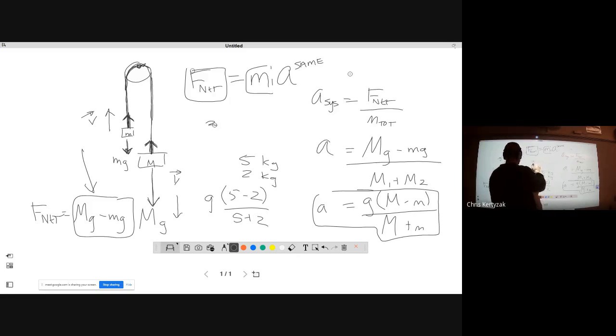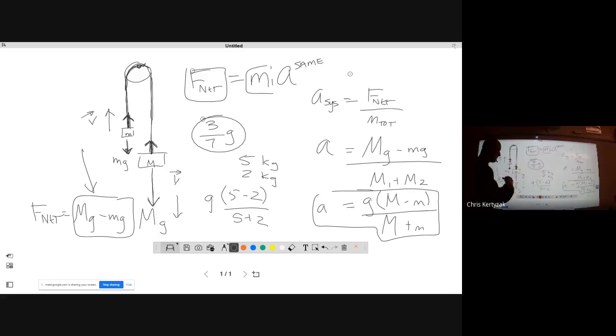5 minus 2 is 3. 5 plus 2 is 7. So the acceleration will be 3/7 g. That was the example I gave in the last lesson, right? 3/7 of g. It's less than g for sure. Know that the accelerations will always be less than g.